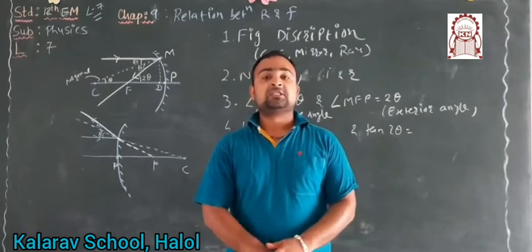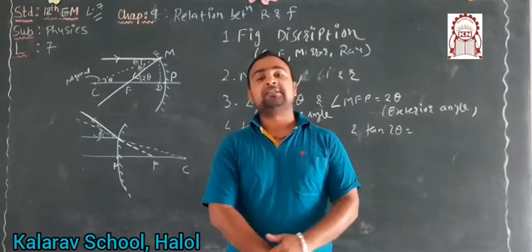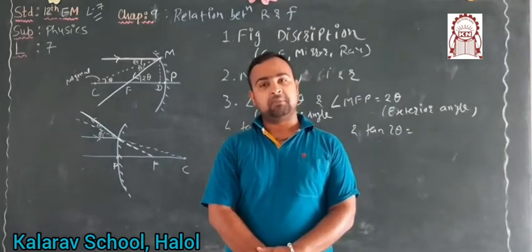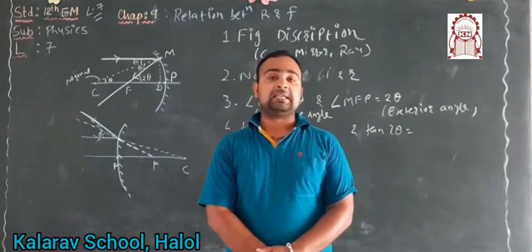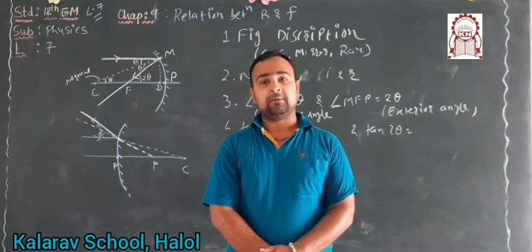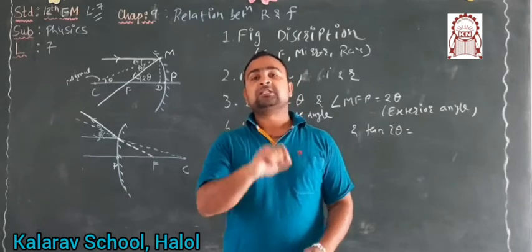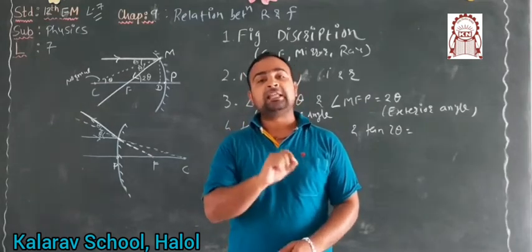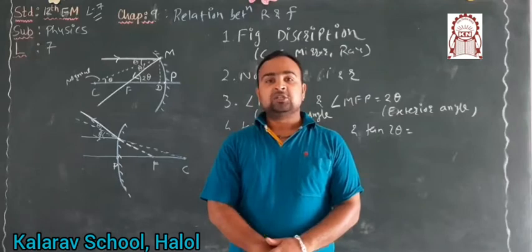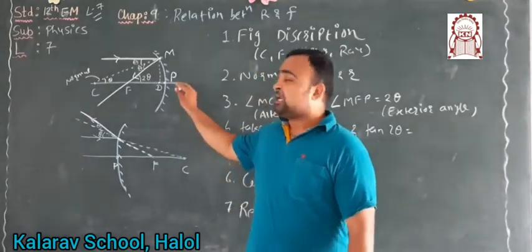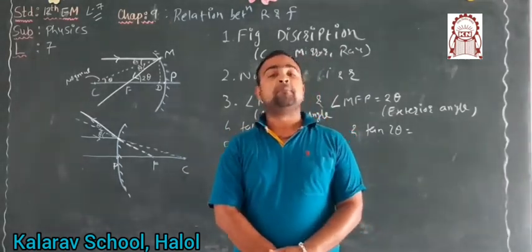Today we will talk about the relationship between f and r. Now what is f? Small f is considered as the focal length of the given mirror, and capital R is considered as the radius of curvature. In this video we will find out the relationship between the focal length and the radius of curvature. For that, you first have to construct a simple figure.